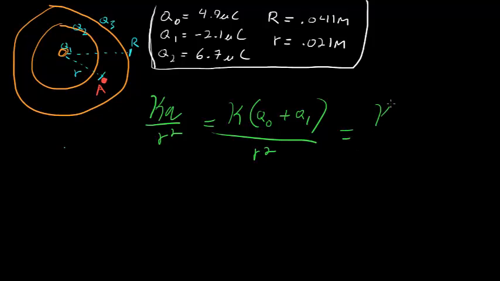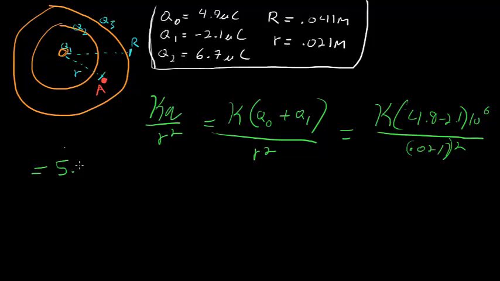Doing that, we're going to get K times (4.9 minus 2.1) times 10 to the 6 over 0.021 squared. And that should get you an answer of 5.71 e to the 7th newtons per coulomb. Sorry, not negative, just e to the 7th.